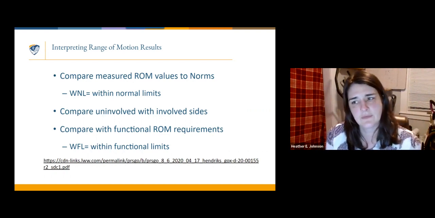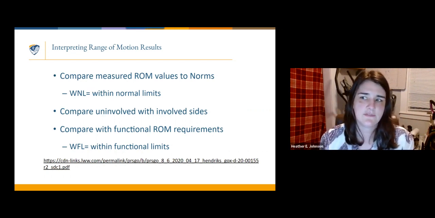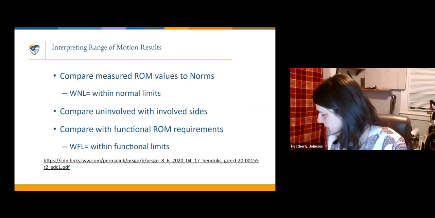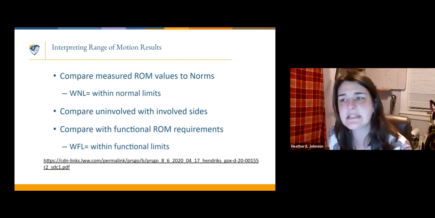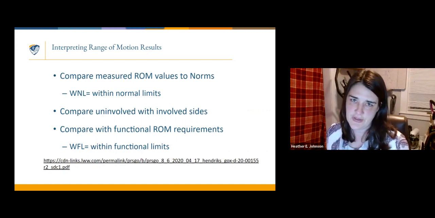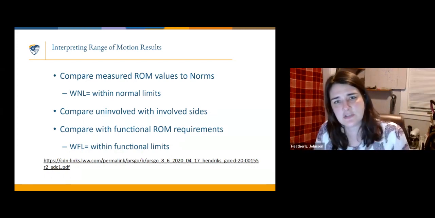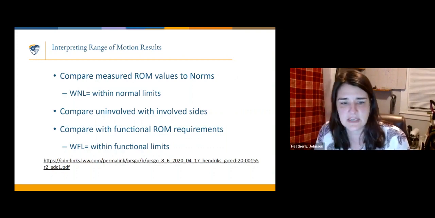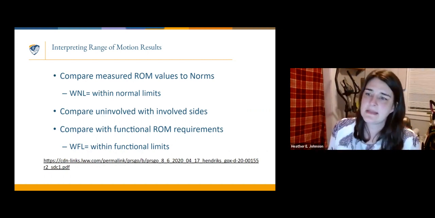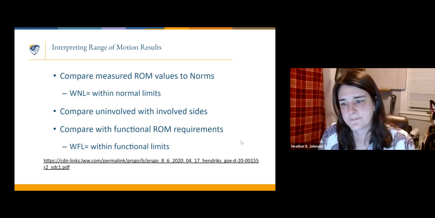You can also compare range of motion with functional range of motion requirements. Occupational therapists really aren't very concerned about range of motion within normal limits. We're really concerned more about how limitations will impact clients' abilities to engage in meaningful occupations. So it's important to know what type of range of motion your client may need to perform simple day-to-day tasks. And if they do have the range of motion needed to perform basic self-care skills, then we might say that their range of motion, if it's not within normal limits, could be within functional limits, which is abbreviated WFL.